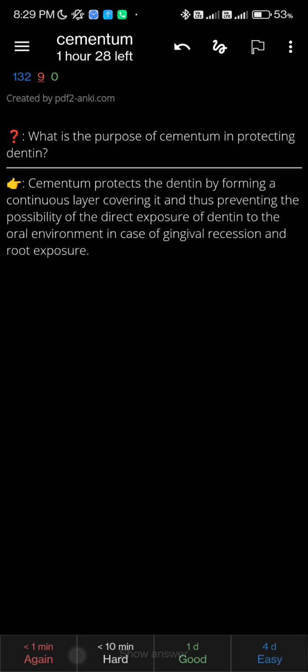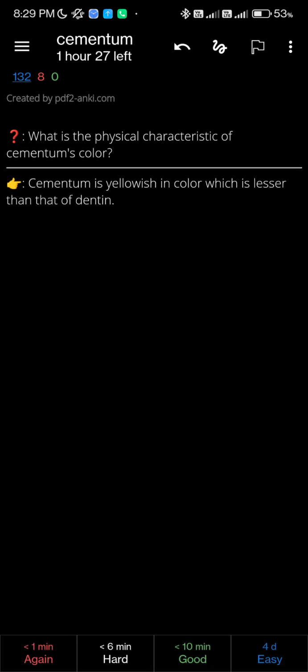What is the purpose of cementum in protecting dentine? Cementum protects the dentine by forming a continuous layer covering it, to prevent direct exposure of dentine during gingival recession or exposure of the root. What is the physical characteristic of cementum's color? It is yellowish, lighter than that of dentine.